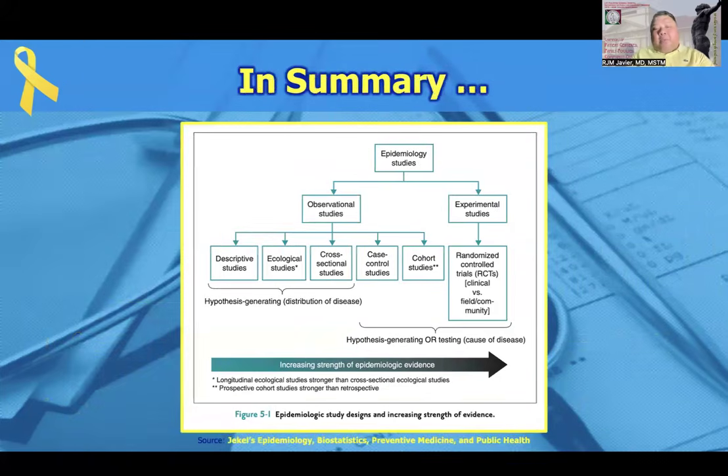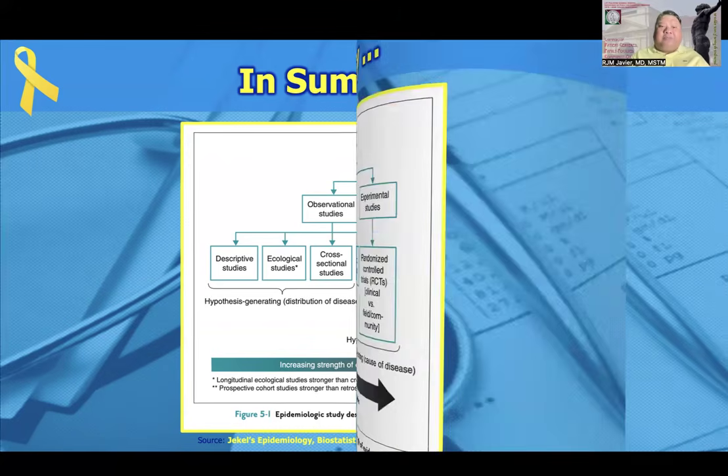So, in summary, what have we discussed for today? We have gone through the different observational analytical study designs. I hope I was able to highlight their uses, the salient features, and what measures of association would be needed to really ascertain cause-effect relationships.